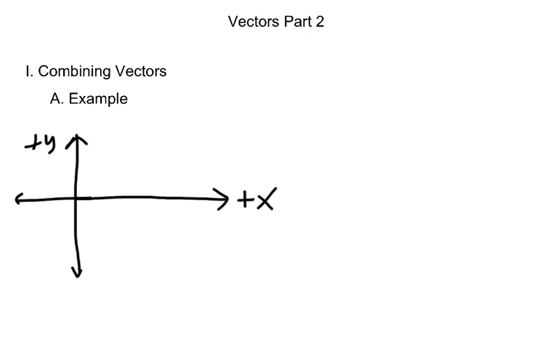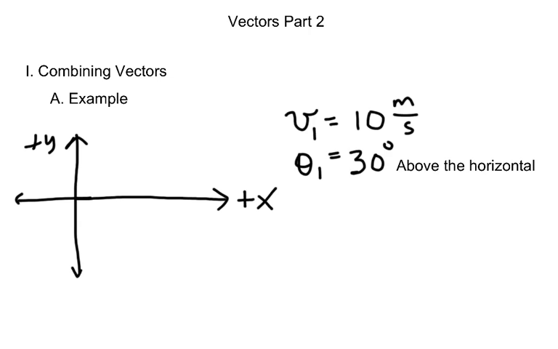Here we have a traditional Cartesian x-y axis, and what I want to go ahead and draw on here are two velocity vectors. So I want to go ahead and draw their magnitude and their direction. The first velocity vector has a magnitude of 10 meters per second, and it has a direction of 30 degrees above the horizontal. So let me go ahead and draw that for you now. So here is your vector representation of v1.